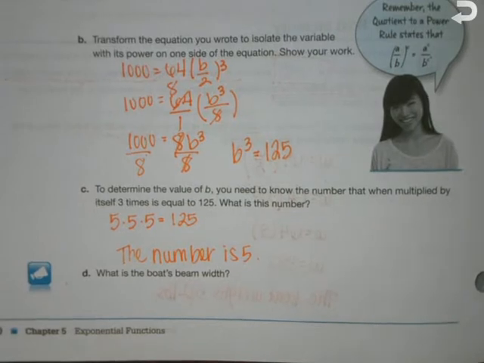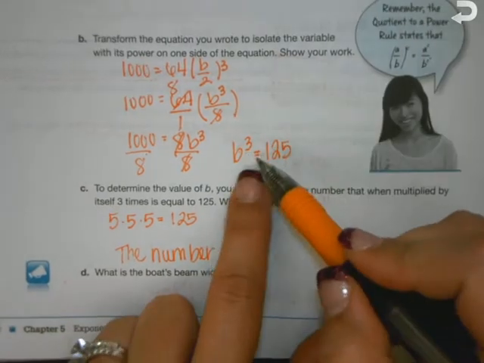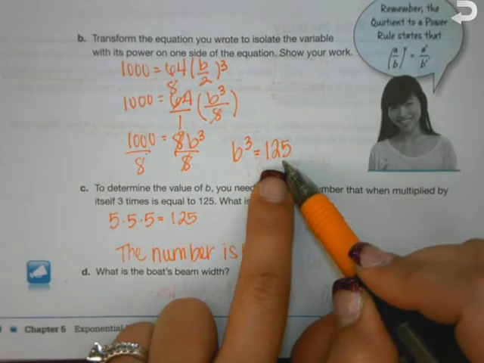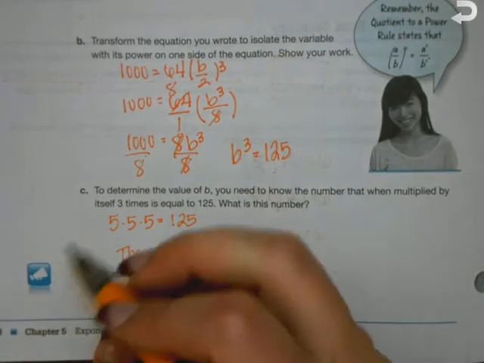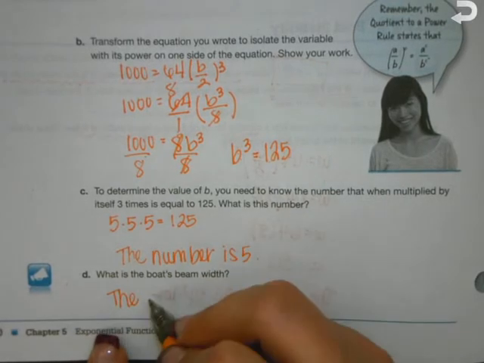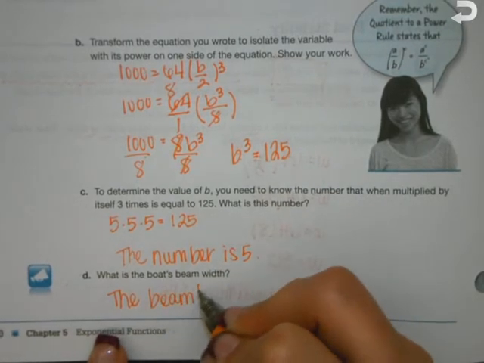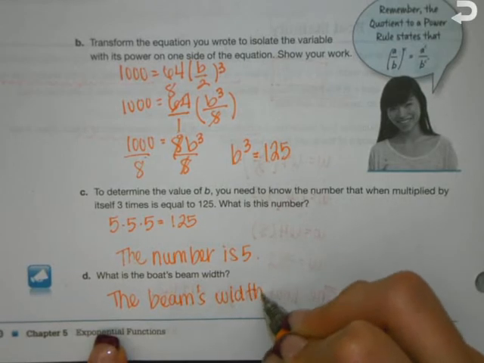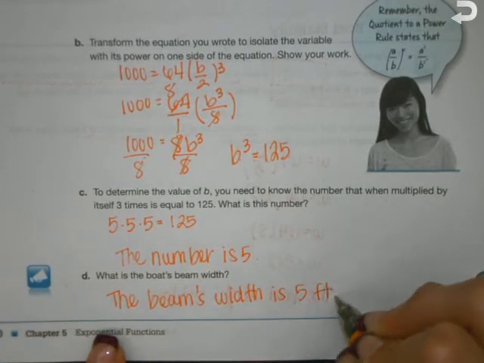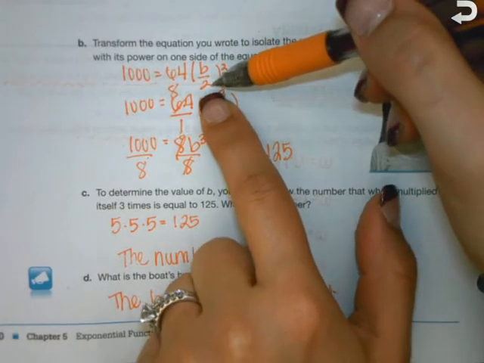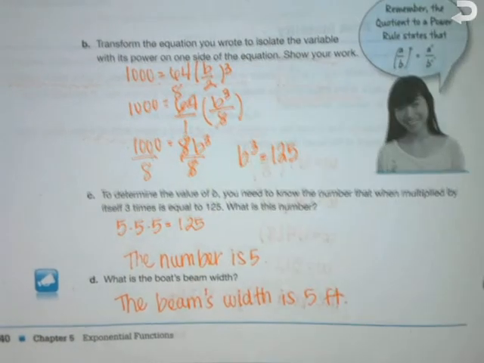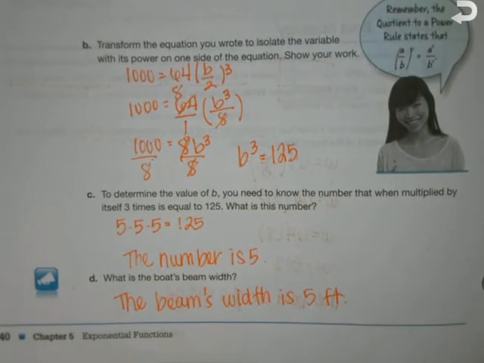Okay, we're going to define this in just a second. So let's use common sense here. This is telling me that the beam's width to the third power equals 125. We figured out what that number is. So what is the beam's width? 5 what? 5 feet. So write that out in Part D. The beam's width is 5 feet. Okay, does that make sense? Wouldn't the beam have to be changed to divided by 2 in the beginning? But we took care of that because we already cubed it and then divided the big number by 2. Solving, isolating the variable gives us our answer.